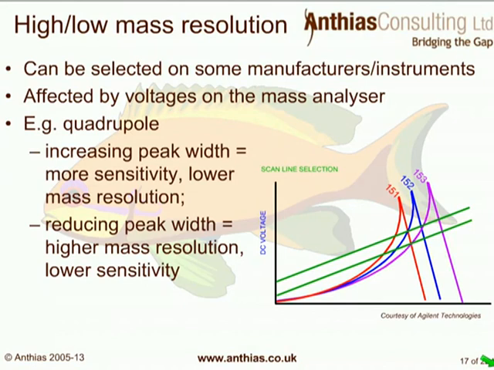By reducing our mass resolution, we get a bigger peak and therefore we can get better sensitivity. So, for example, with a quadrupole, increasing the peak width gives us more sensitivity but lower mass resolution, while reducing the peak width here will give us a higher mass resolution but lower sensitivity. So we need to set it up to optimize it for our method.